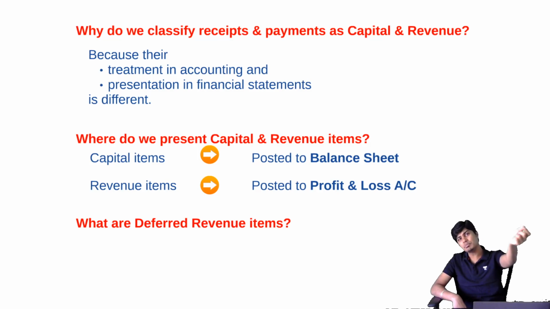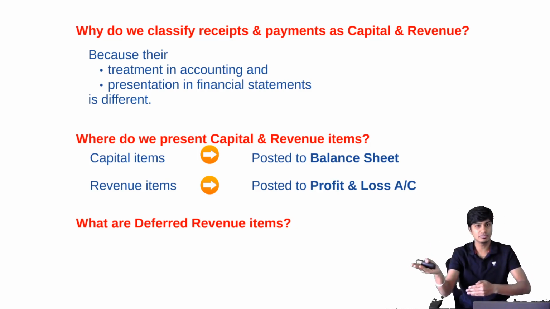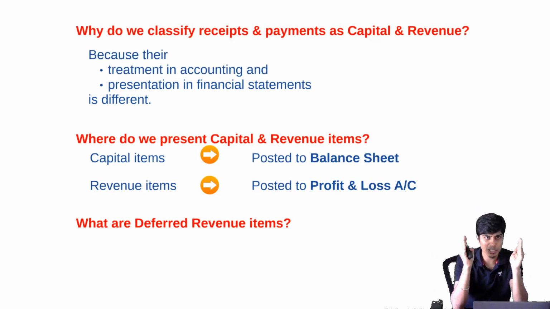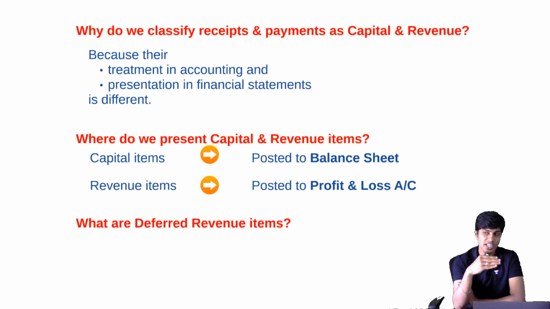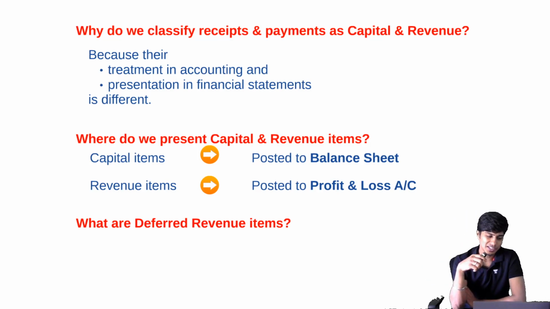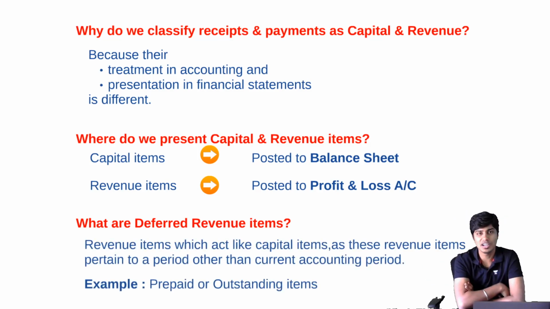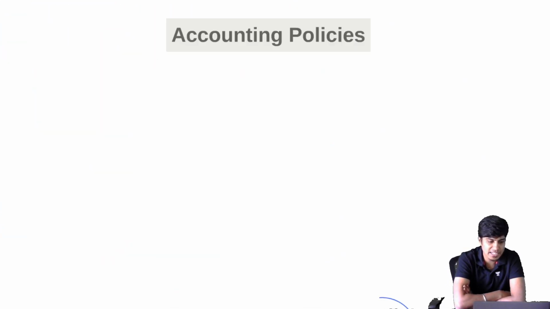To the extent it doesn't belong to the current period, it is deferred revenue, meaning it is revenue but not of the current year but of next year. So revenue expense of 2 years paid together, in such case, to the extent it relates to the current year is revenue. To the extent it relates to next year is deferred revenue. It has to be transferred to the P&L account of the subsequent year. Till then it will stay in the balance sheet of the current year. That, my friends, is deferred revenue. I hope you guys understood, and fantastic. Let's go to the next part.